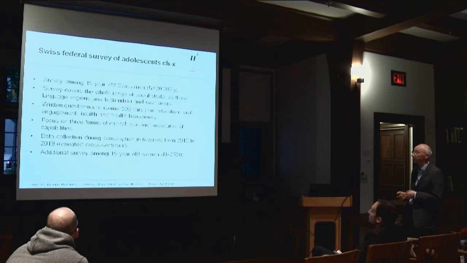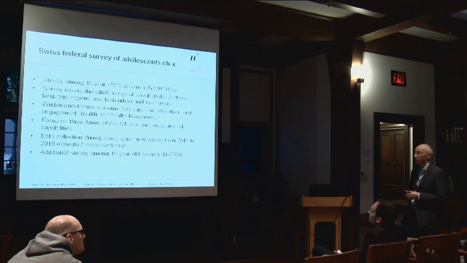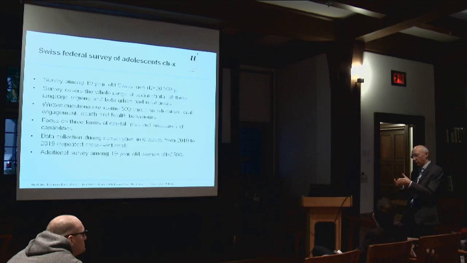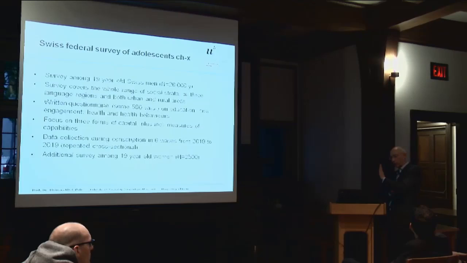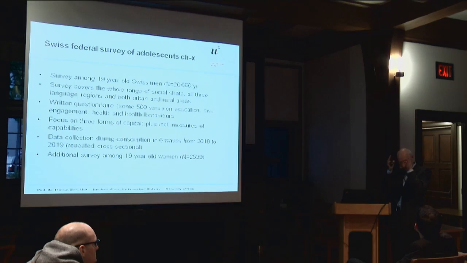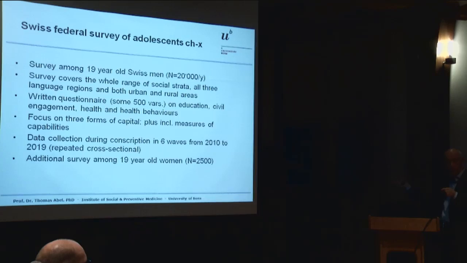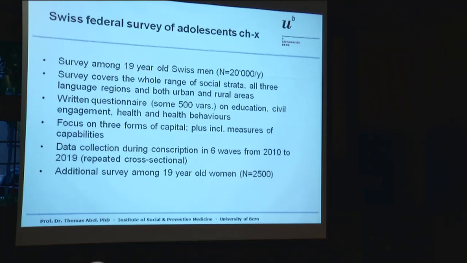We will do the same thing until 2019, which is really very interesting. From a time perspective, it's repeated cross-sectional, and it's almost 19 years old. So we have a longitudinal study of young adults, not following individuals, but it's always the same age group, and we can check how the social conditions for these age groups change over time. Really a special kind of data. We also have some additional surveys among 19-year-old women, but a very different type of data collection. So we walk from door to door and actually collect data there.